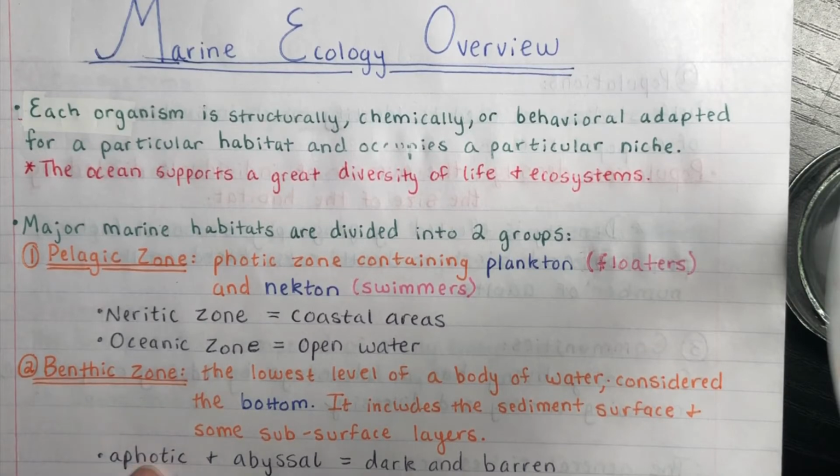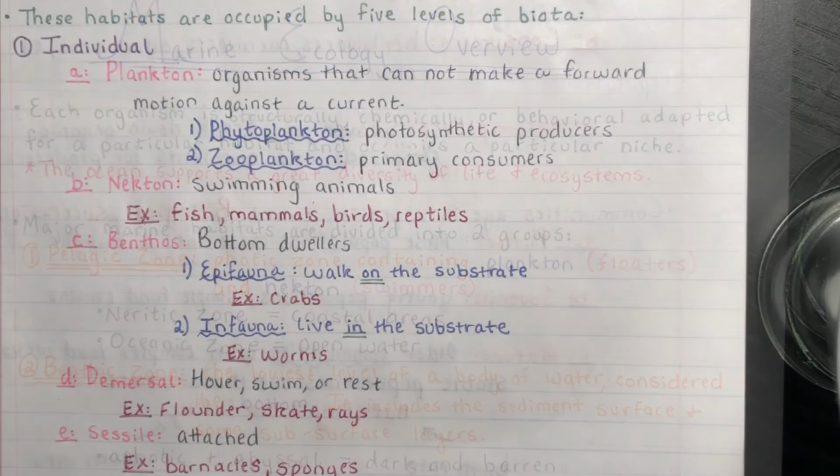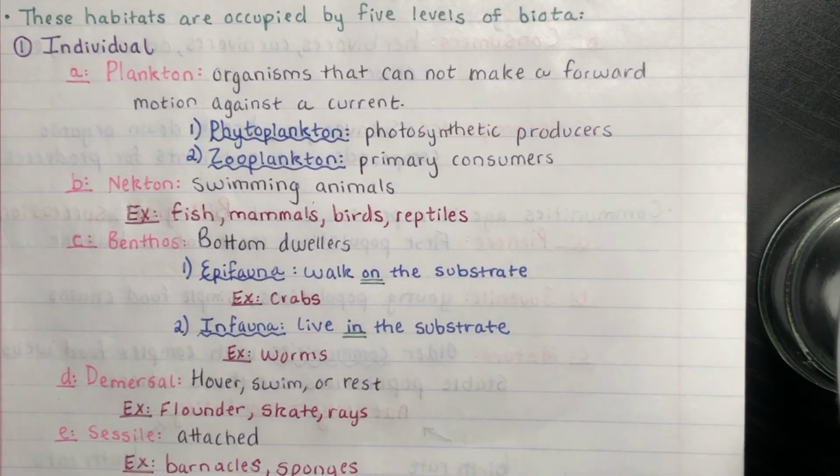This could be our aphotic zone or our abyssal plain. Dark and barren is where a lot of the benthic zone is, but remember, it could be at any depth or distance from shore. Our two major marine habitats, the pelagic and benthic zone, are occupied by 5 levels of biota. And from our vocabulary, we know that biota is any type of living organism. It can be an animal or plant life, a particular region, habitat, or geological period.